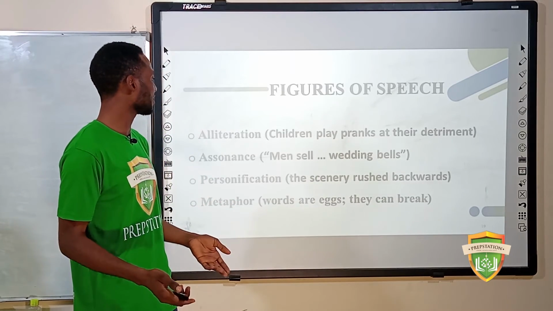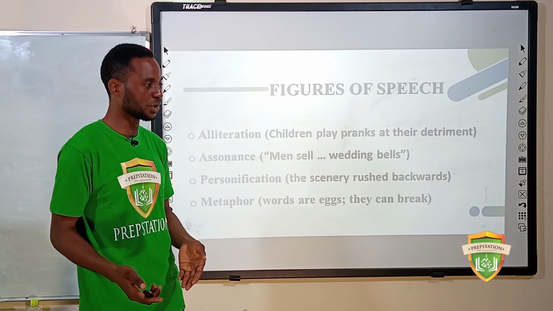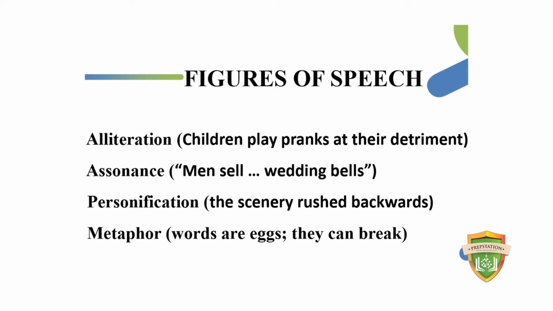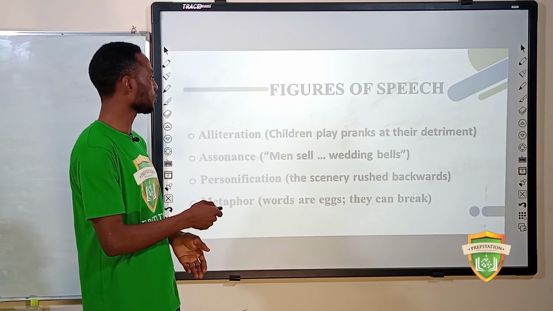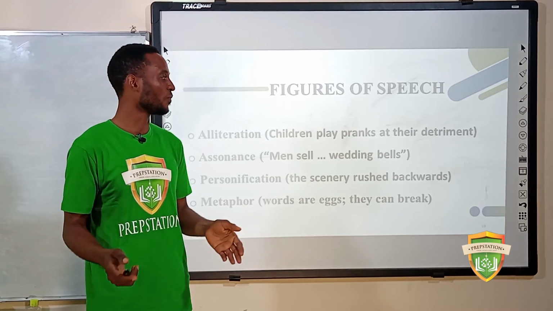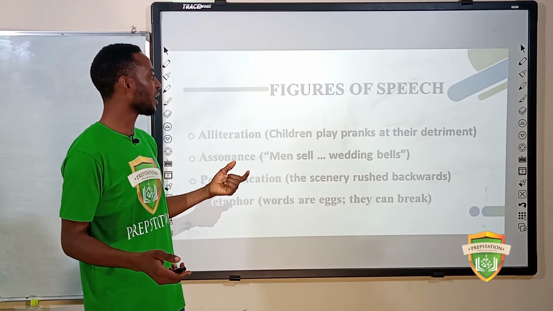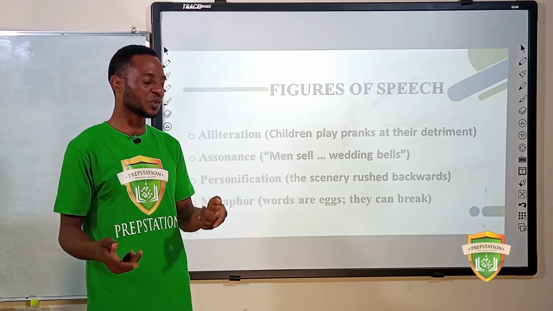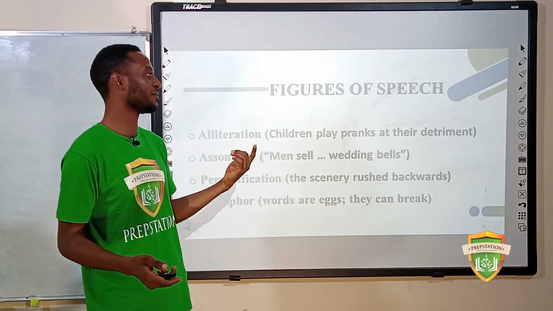Some of these basic ones include, number one, alliteration. Alliteration has to do with the use of the same consonant sound at the beginning of words that are close to one another. For instance, you have: children play pranks at their detriment. Now, you notice the use of P in play, the use of P in pranks. All these things are important.